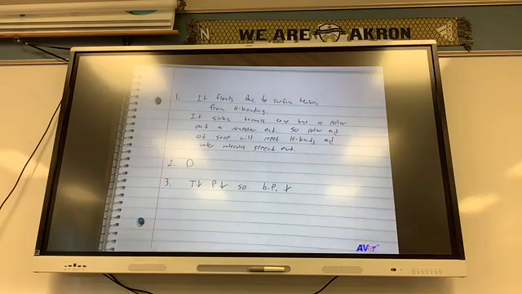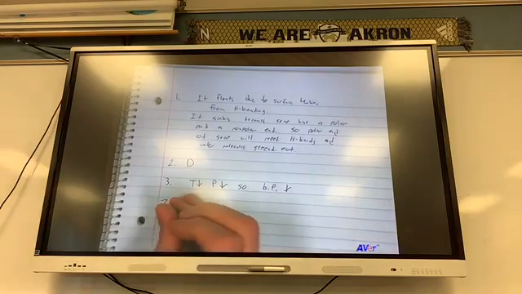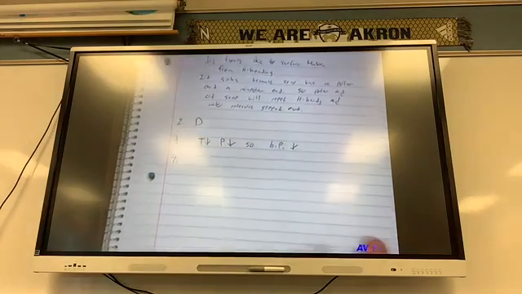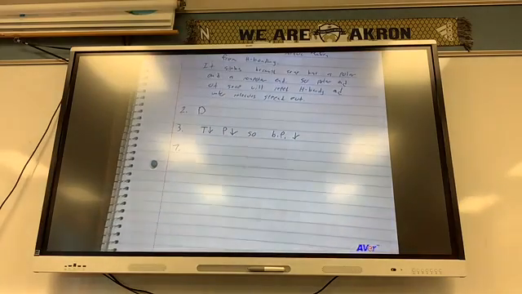Stays the same. Wait, that's not what it says in the notes. Where did I say in the notes? I said that vapor pressure is directly related to temperature. I'm just confused. Vapor pressure is directly related to temperature. I do not think I contradicted myself, but if you find it, let me know.